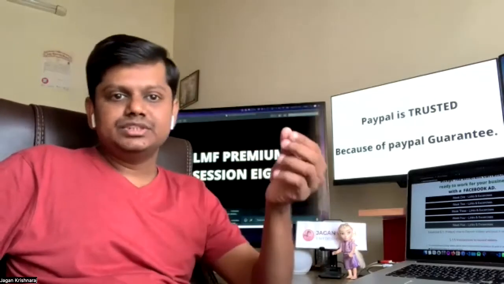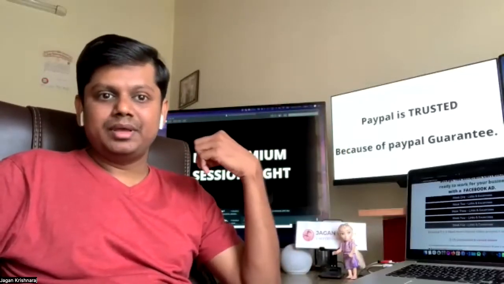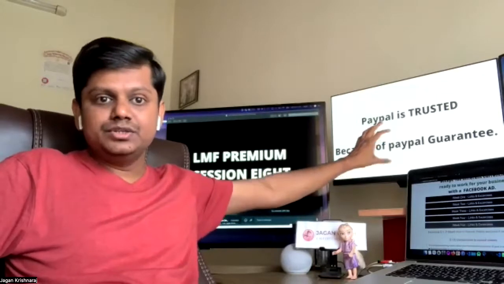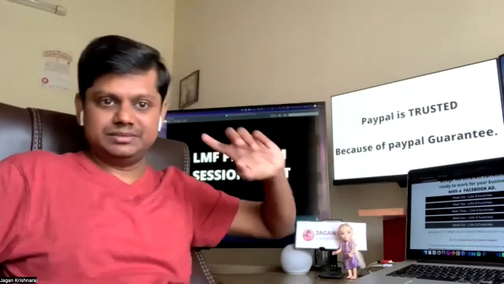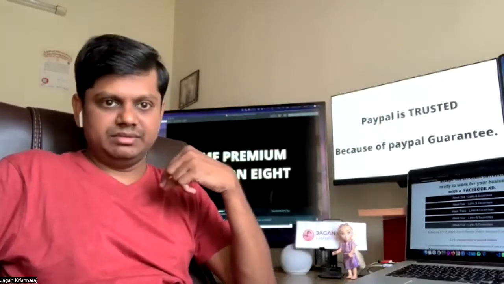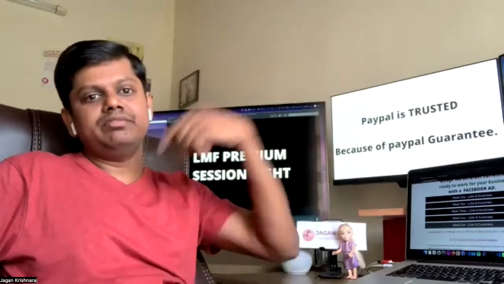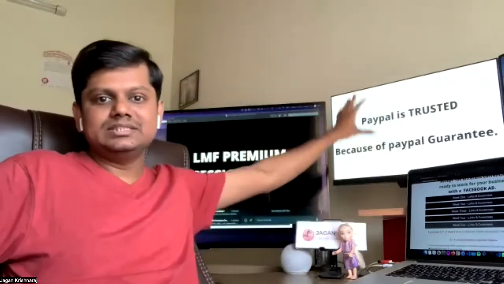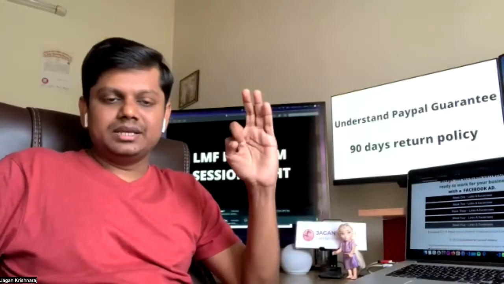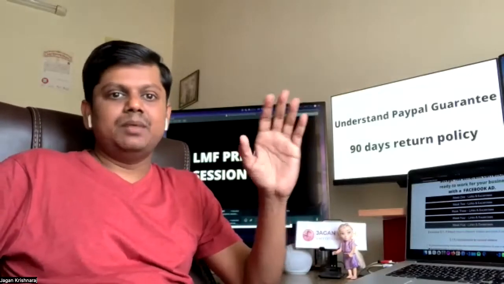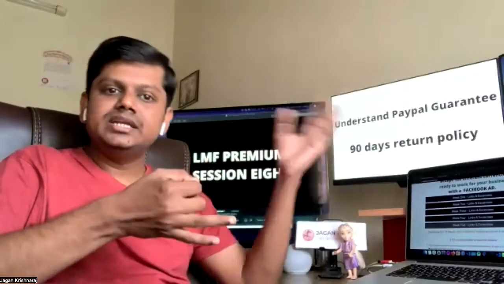When someone buys your service through PayPal, for 90 days they can get their money back. That is the guarantee PayPal gives to its clients. So when you use PayPal, you also agree to this. When customers pay for your service, you are agreeing that if the customer doesn't like your service, you will refund that amount within 90 days. This is the PayPal guarantee. It is a 90-day return policy. In India, Amazon has a 10-day return policy, while Amazon in the US has a 90-day return policy.